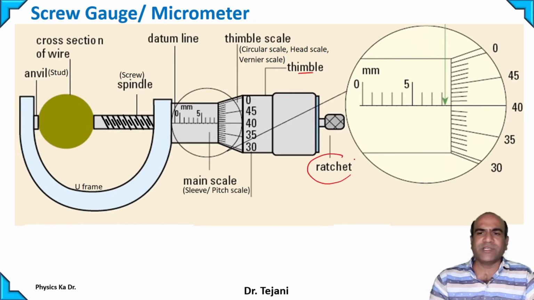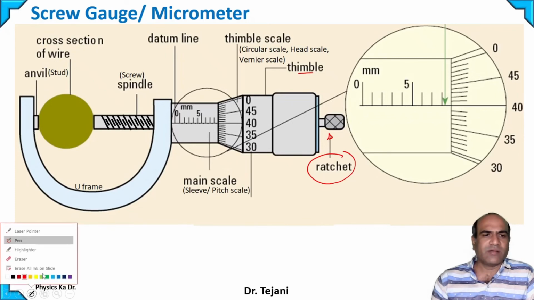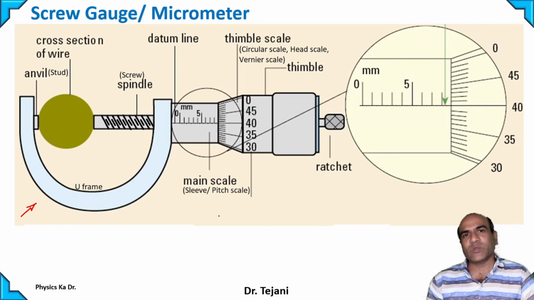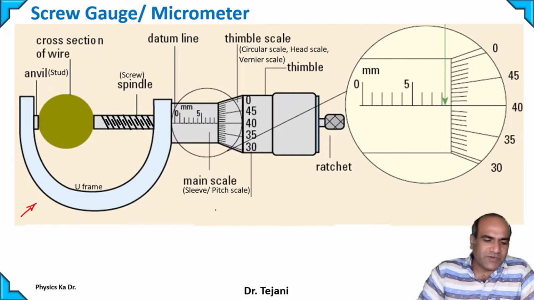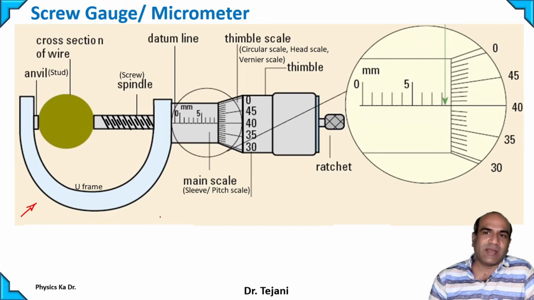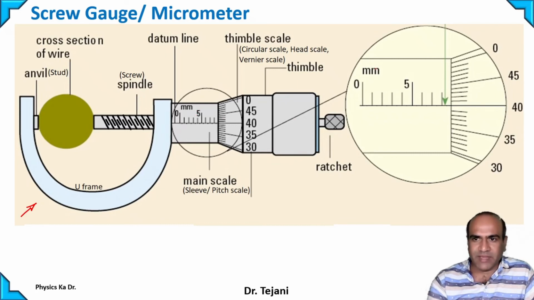And the last one is the ratchet. The ratchet is required just to protect against over-tightening of this screw. So these are the different parts. If you want to understand the screw gauge, micrometer, I think you should refer to the full video. I have a full video on the screw gauge micrometer with plenty of examples. So how to measure? If you see, this is the main scale.